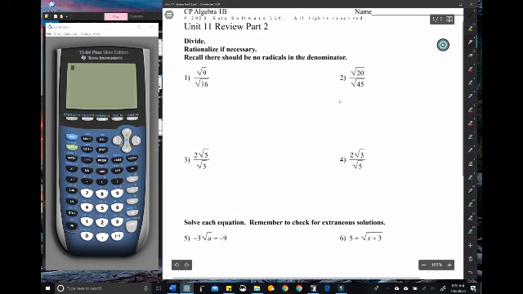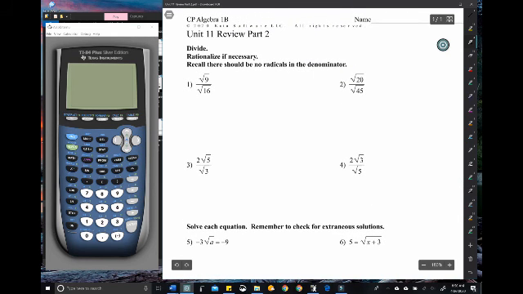Okay, this one is going to involve dividing radical numbers and also solving them. So remember some steps when dividing. First, you're going to want to try to divide. So try to divide for number 1 here. That's just to see if anything simplifies.